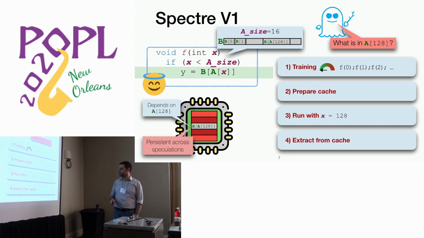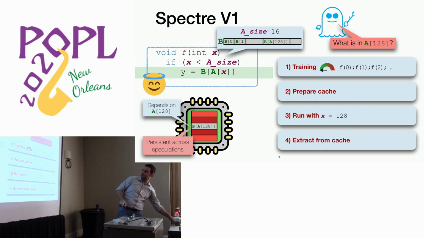And last step of the attack is the extraction. The attacker can just recover the value of A of 128 by probing the cache and understanding in which of the lines the gray block is positioned. Okay? So that's Spectre in a single slide. Why is it relevant, why is it problematic? Well, the Spectre attacker can access arbitrary memory locations in the honest process memory by simply exploiting these speculative execution side effects. Okay?